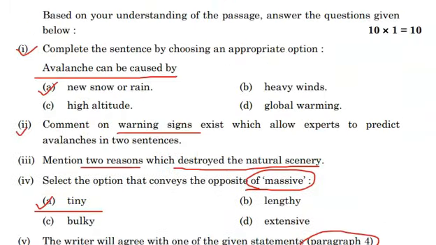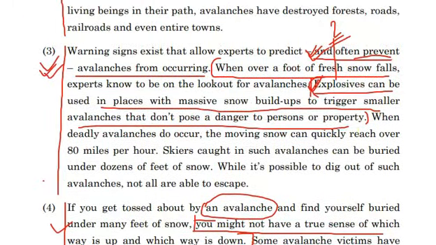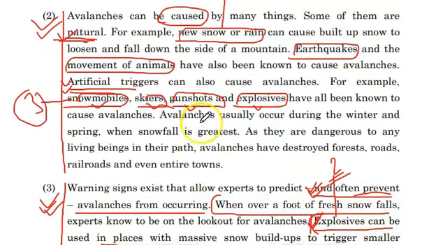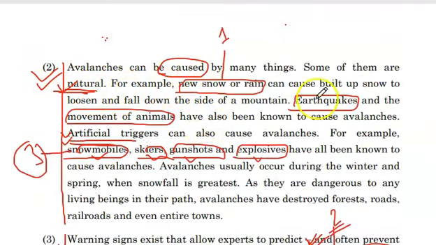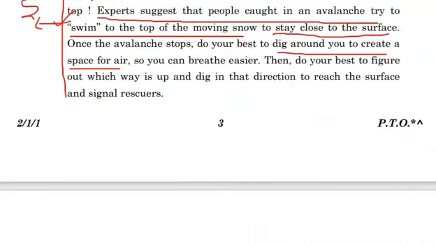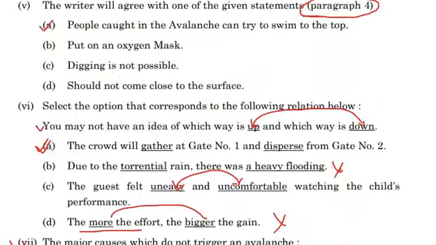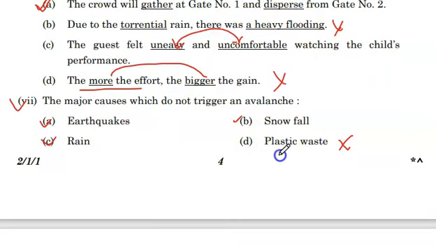Where is this piece of information given? Over here. Paragraph number 2. So your question number 7 has been set over here. Question number 7. Here it is. Here it is. And there is one more. This movement of animals is not included. So 1, 2, 3, 4. 1, 2, 3. Plastic is not given anywhere, so it will not be your answer. So this will be your answer, plastic waste.